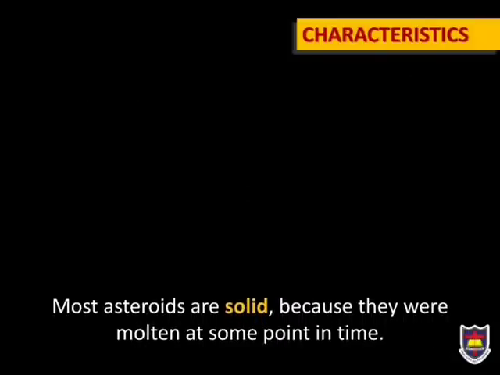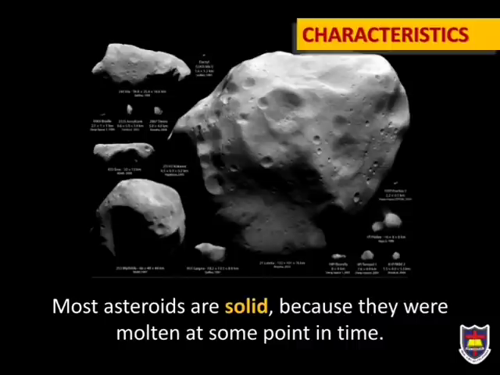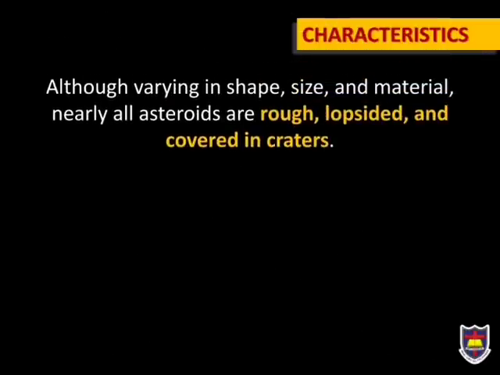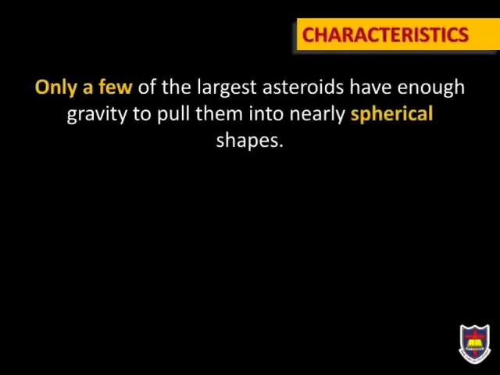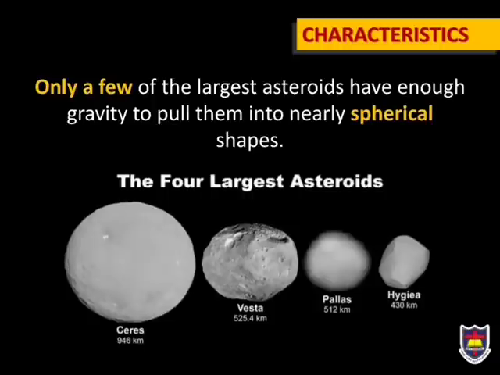Next, the characteristic of asteroids. Most asteroids are solid because they were molten at some point in time. Although varying in shape, size, and material, nearly all asteroids are rough, lopsided, and covered in craters. Only a few of the largest asteroids have enough gravity to pull them into nearly spherical shapes. This is the picture of the 4 largest asteroids. Number 1 is Ceres, number 2 is Vesta, number 3 is Pallas, and number 4 is Hygiea.